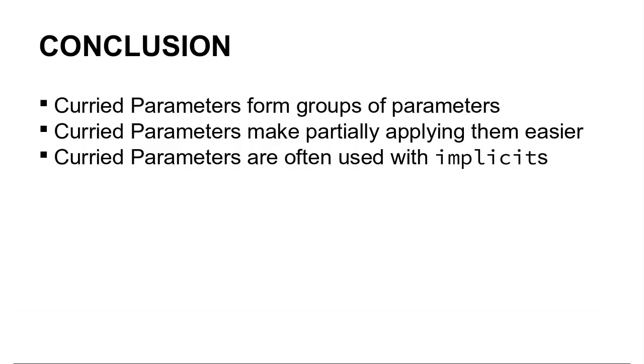Curried parameters form groups of parameters, and we've seen that. Curried parameters make partial application a little easier, and curried parameters are often used with implicits. Again, we don't have time or space in this video series, but when you discover implicits, that would make things a lot easier and the way to go.